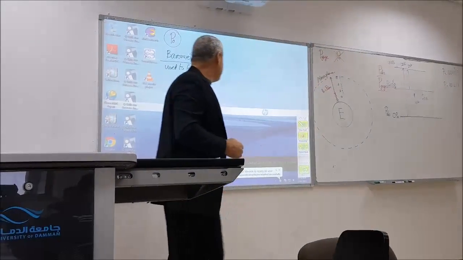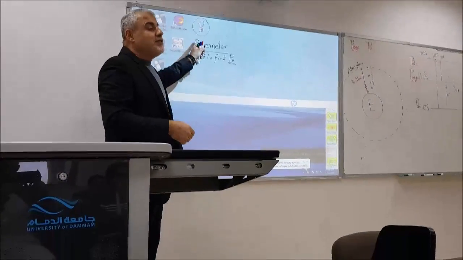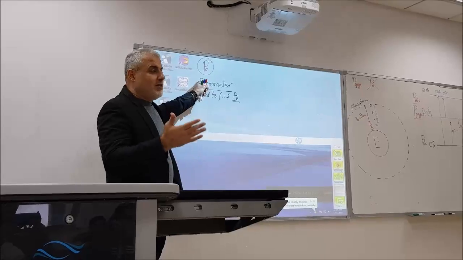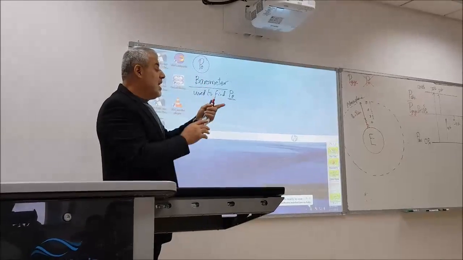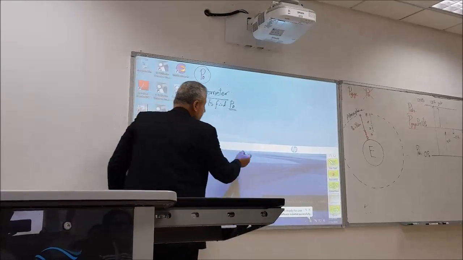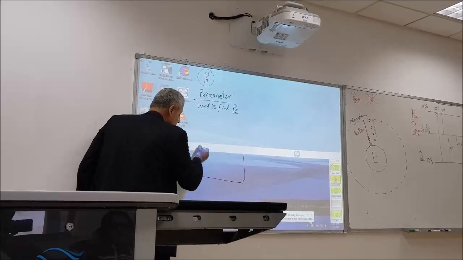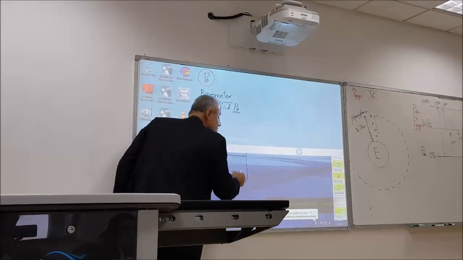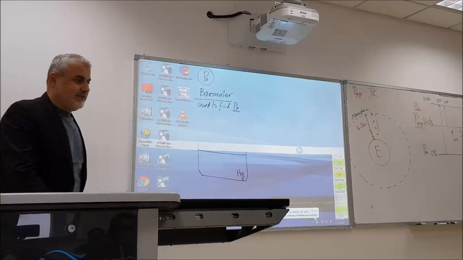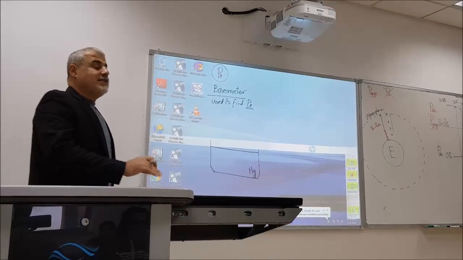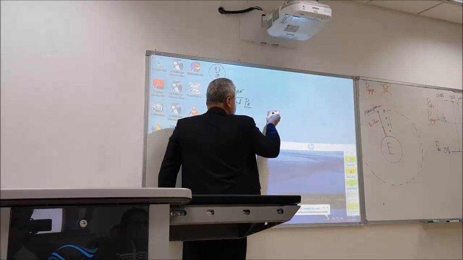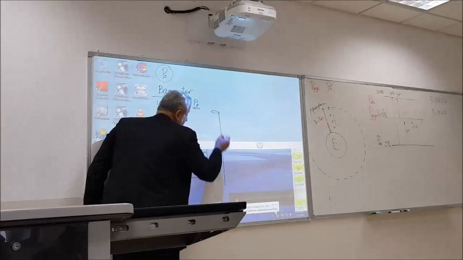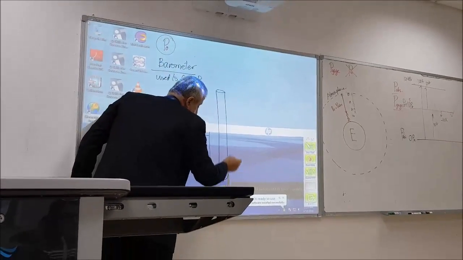Now let me tell you something. The barometer was invented by Torricelli. Torricelli is the name of a scientist. He brought a tank and filled that tank with mercury. Mercury has the following symbol. I will tell you why mercury precisely later. Then he brought a glass tube like this, of length 1 meter.